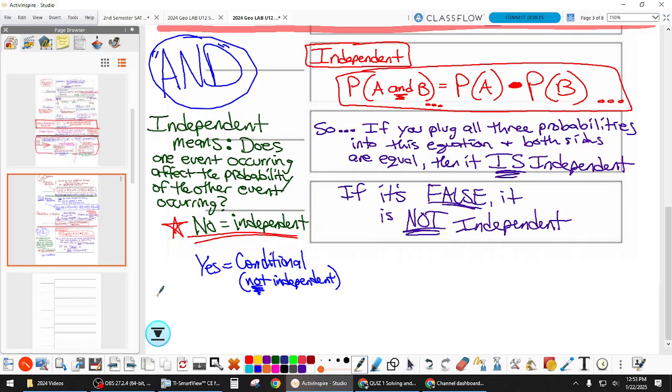Does weather affect what we do in this class? So probability of taking notes and weather. Not at all, right? Like it doesn't matter what's going on out there. So if it's no, it doesn't affect each other, then it's independent. Okay? Is this helping? This is really important to know because if you use this formula when you shouldn't, obviously your probability is wrong.